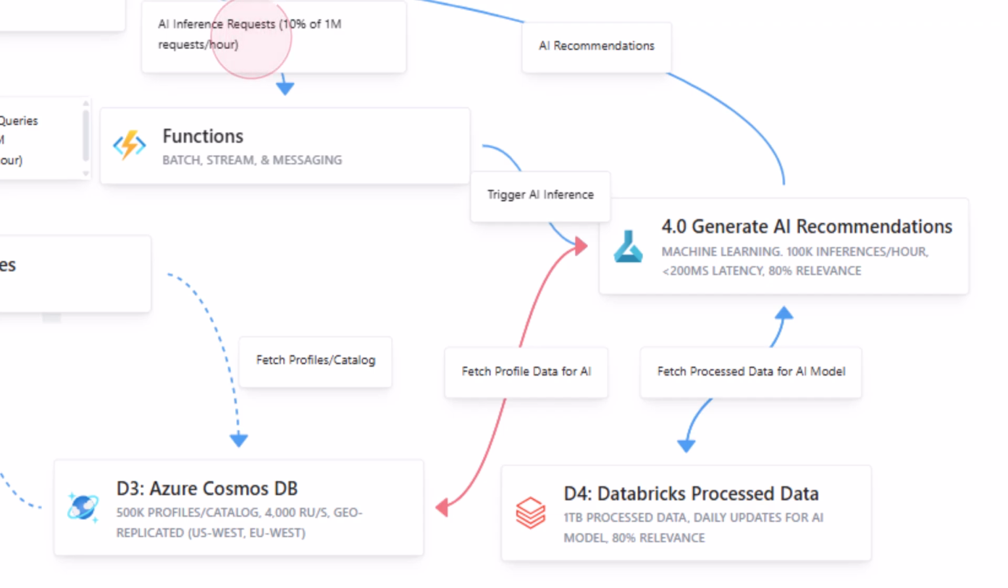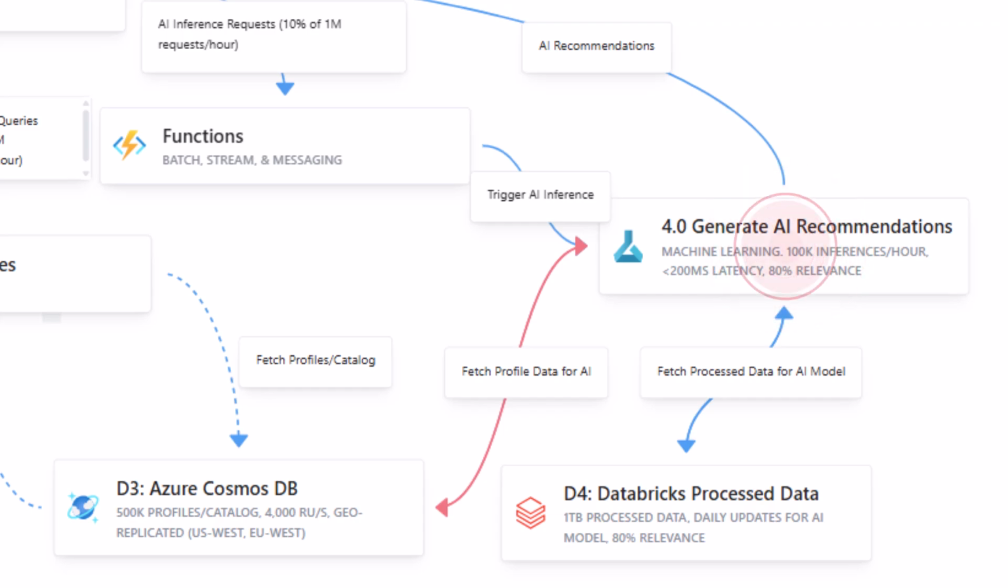It goes to Azure Functions, which acts as a trigger for our AI processing. Functions then connect to Azure Machine Learning, labeled Generate AI Recommendations, with the flow labeled Trigger AI Inference. AML processes these 100,000 inferences per hour in under 200 milliseconds, achieving 80% relevance, as noted here.